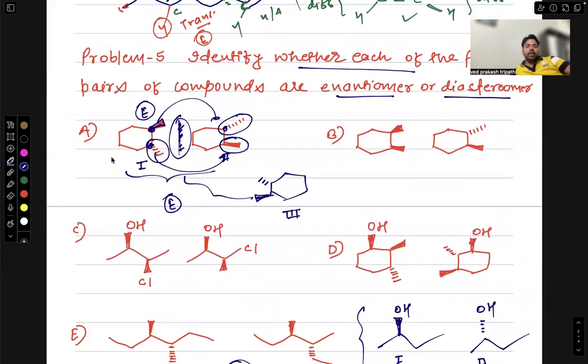And the same thing here, you can see. This is not a structure mirror image, the 1 and 2. It is just axis change, means wedge becomes dash, dash becomes wedge. So this is what? Enantiomer. Make sense? Okay, what about B? Now look at here. Yes, odd always be enantiomer.